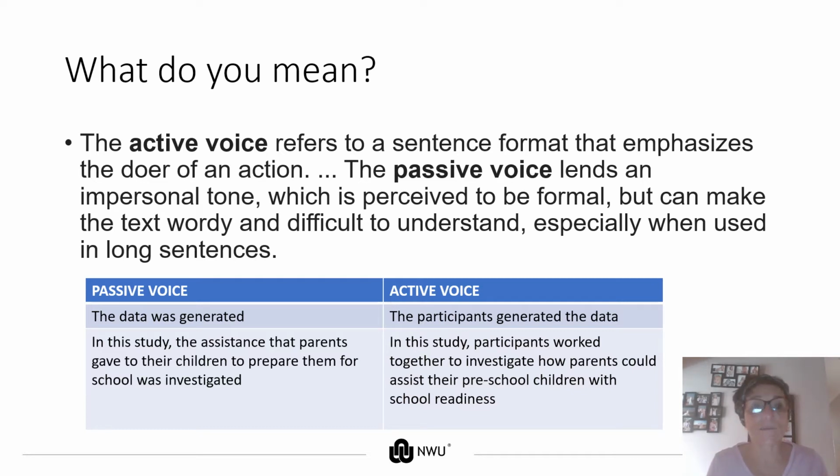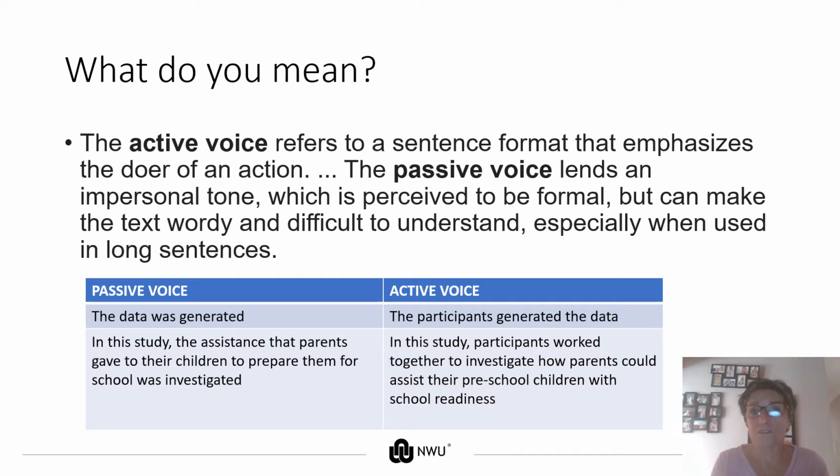It gives agency. Another example, the passive would be: in this study, the assistance that parents gave to the children to prepare them for school was investigated. You can see how, when you use the passive, the verb comes right at the end. And so you've got to read a few sentences before you understand the sentence. Whereas the active voice would be: in this study, participants worked together to investigate how parents could assist their preschool children with school readiness. And to me, that is much clearer. So that's what we mean by active and passive.